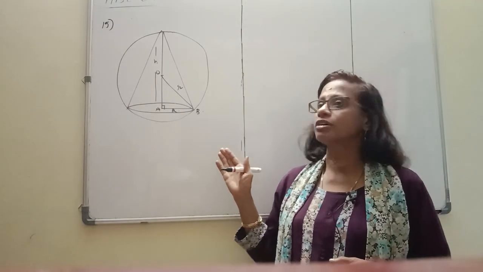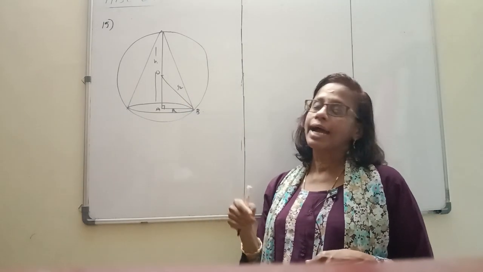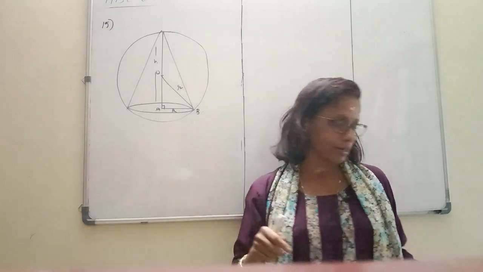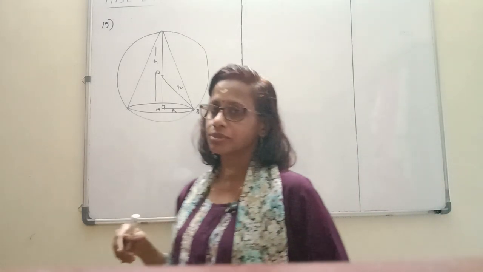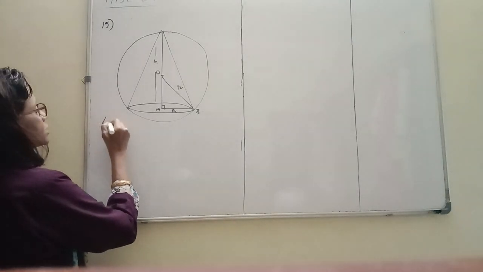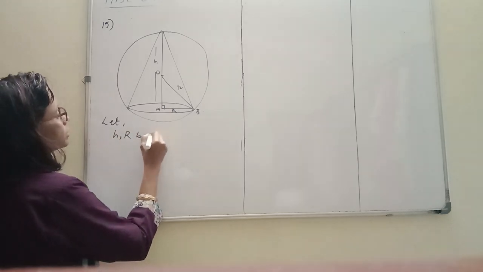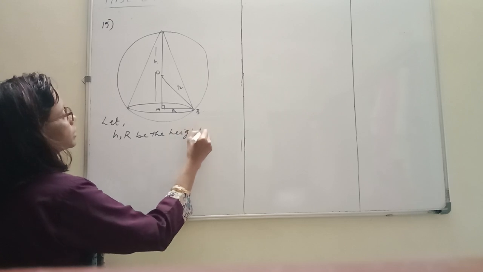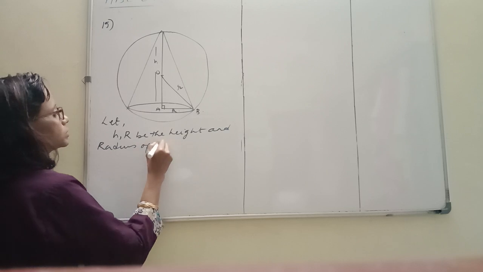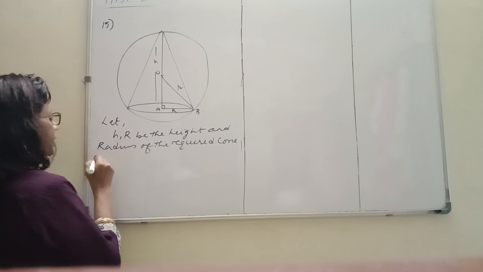As I've done in the figure, this cone is sitting inside a circle whose radius is small r, and we are taking the cone whose height is h and capital R is the radius. So all this we will introduce and then right away, because we know we have to get the volume, we can work with it. So let h and R be the height and radius of the required cone, as shown in the figure.